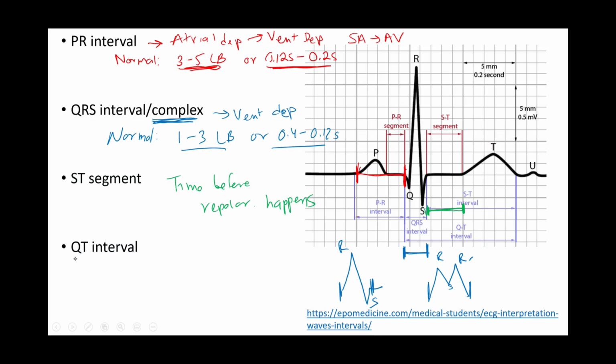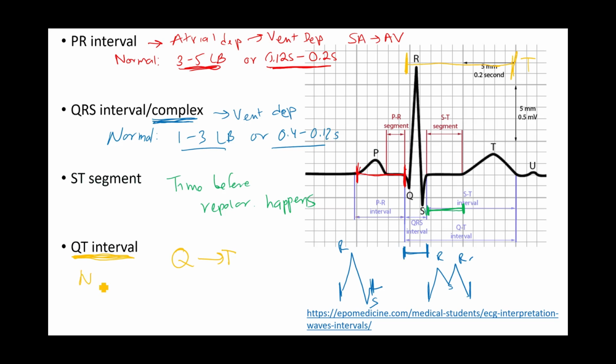Finally, we're going to be talking about the QT interval. The QT interval starts where the QRS complex begins and ends when the T wave ends. But again, keep in mind that not every QRS complex starts with a Q. Sometimes it does start with an R. Again, same thing, just measure from the R to the T.